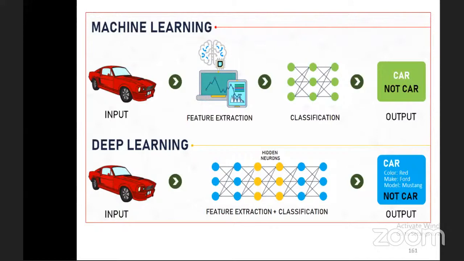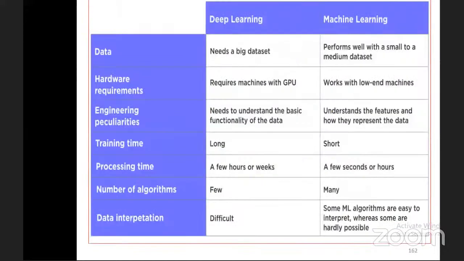But human intervention is present in machine learning. There is no human intervention in deep learning. Feature extraction, then classification, final output. Here I am using hidden neurons. There is no restriction on the number of features; you can use n number of layers and input layers. This is the difference between deep learning and machine learning.